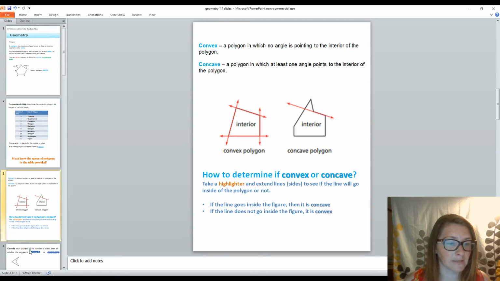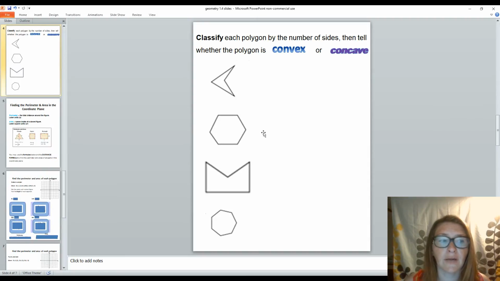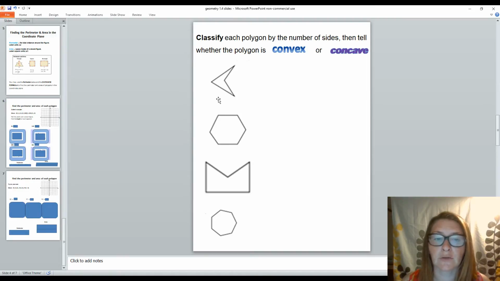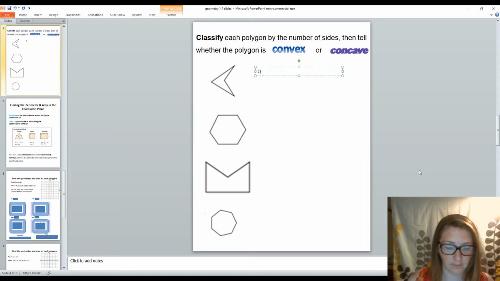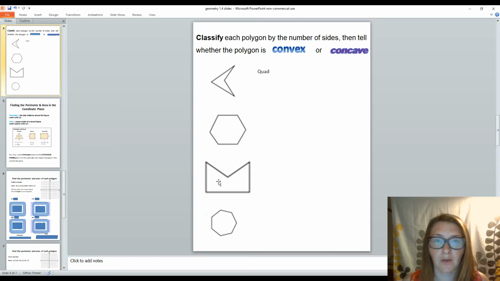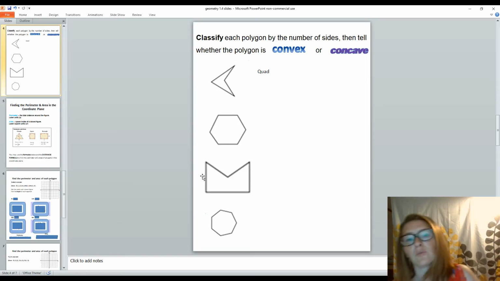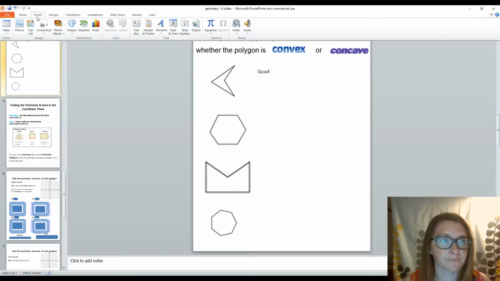All right, let's look at some examples. Here I would like you to try to classify each polygon by the number of sides and then tell whether it's convex or concave. All right, let's look at the very first one. We have 1, 2, 3, 4 sides. If I have 4 sides, what do I call that polygon? Right, we should call it a quadrilateral. I'm just going to abbreviate quadrilateral with quad. I'm going to continue on naming our polygons with our names from our chart first, and then go back and name each one convex or concave.